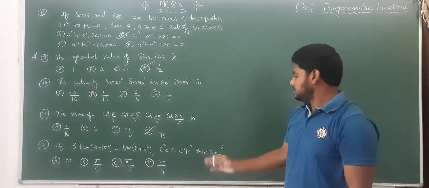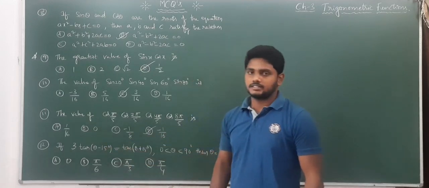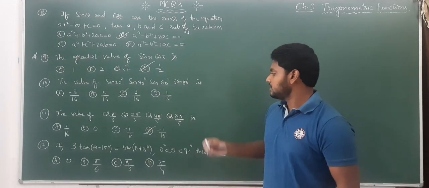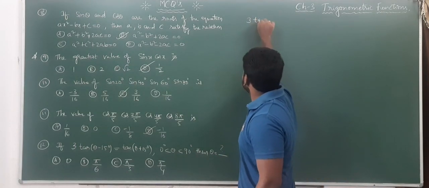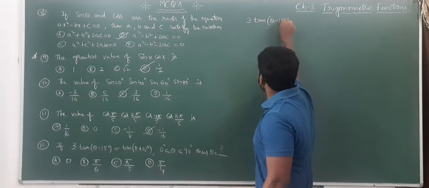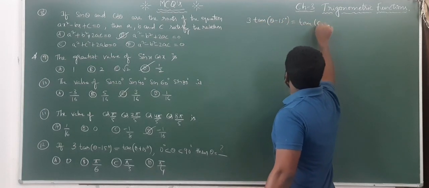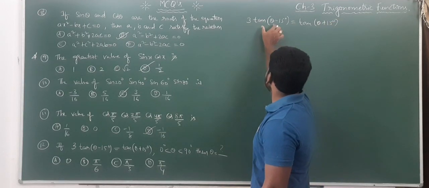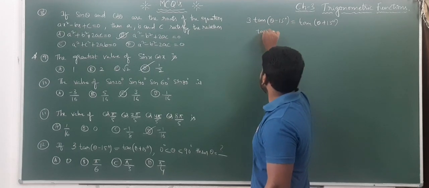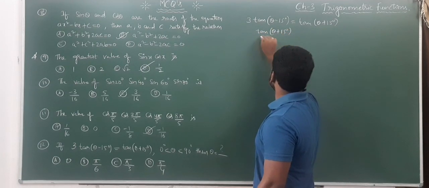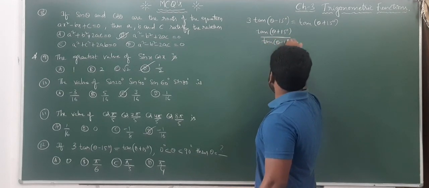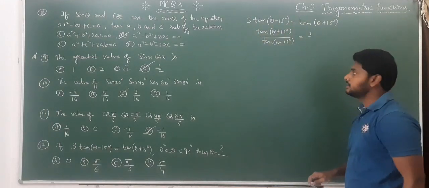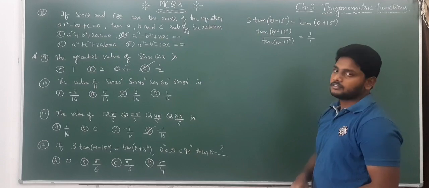So that is one method. That means if you substitute theta, you should get LHS equal to RHS. Another method, if they ask in a board examination, how to do it? They have given 3 tan of theta minus 15 degrees is equal to tan of theta plus 15 degrees. Here what you need to do is bring this tan of theta minus 15 to the other side. So it will become tan of theta plus 15 degrees divided by tan of theta minus 15 degrees, which is equal to 3. That means if you bring this across, the right side will be equal to 3. So that 3 I will write as 3 by 1.